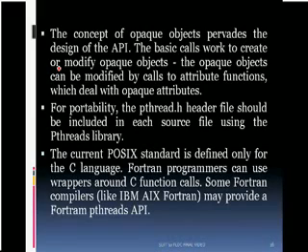The pthread.h header file should be included in each source file using the pthread library. The current POSIX standard is defined only for the C language. Fortran programmers can use wrappers around C function calls. Some Fortran compilers may provide a Fortran pthread API.